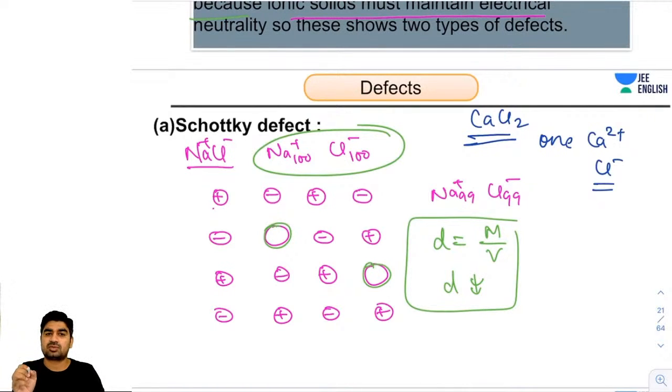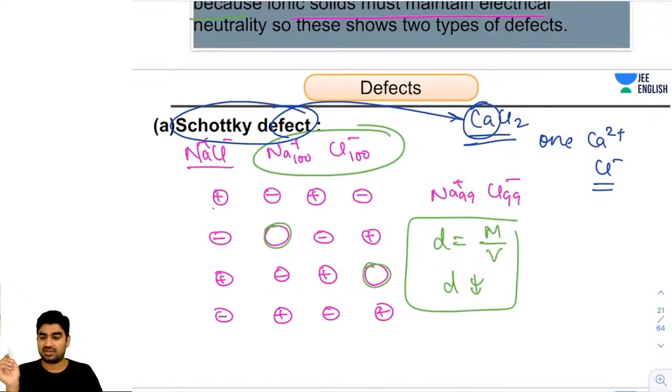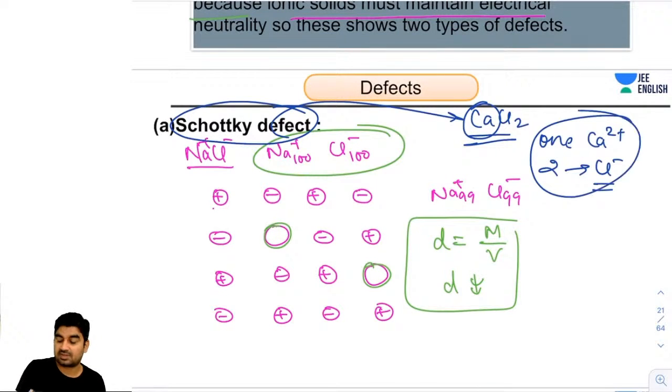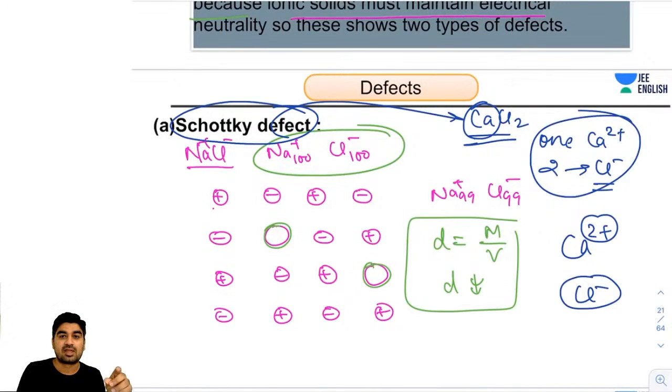In CaCl2, suppose this Schottky defect is there. So if one cation is missing, how many anions will be missing? Yes, answer me. Yes, Amy, you are right. So there will be two chloride ions. Why? Because total charge should be maintained. One Ca carries 2 plus, so 2 minus has to be removed. If one 2 plus is missing, then 2 minus has to be removed.